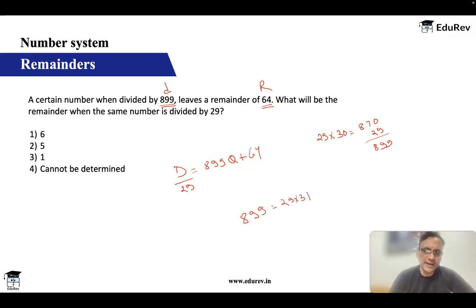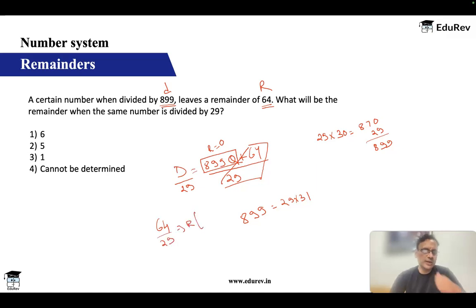Okay, so when you divide the dividend by 29, whatever is 899Q, you don't need the value of Q because 899 itself is divisible. So that means this part will give you a remainder of 0. So I'm only bothered about this part. Okay, 64 divided by 29. When I do that, 29 into 2 is 58. So my remainder is going to be 6. Hence your answer is 6.